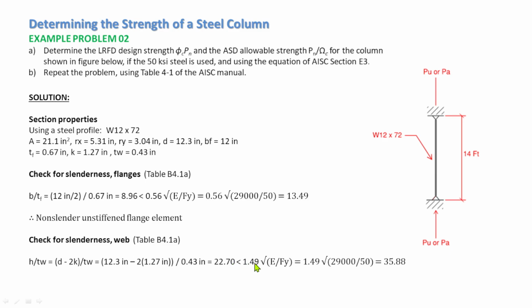Let's check 1.49 times the square root of 29,000 over 50, which is the strength of the steel, equal to 35.88. This is the criterion, and our value of h over tw is less than the slenderness requirement. With this, the web element of the section is non-slender.